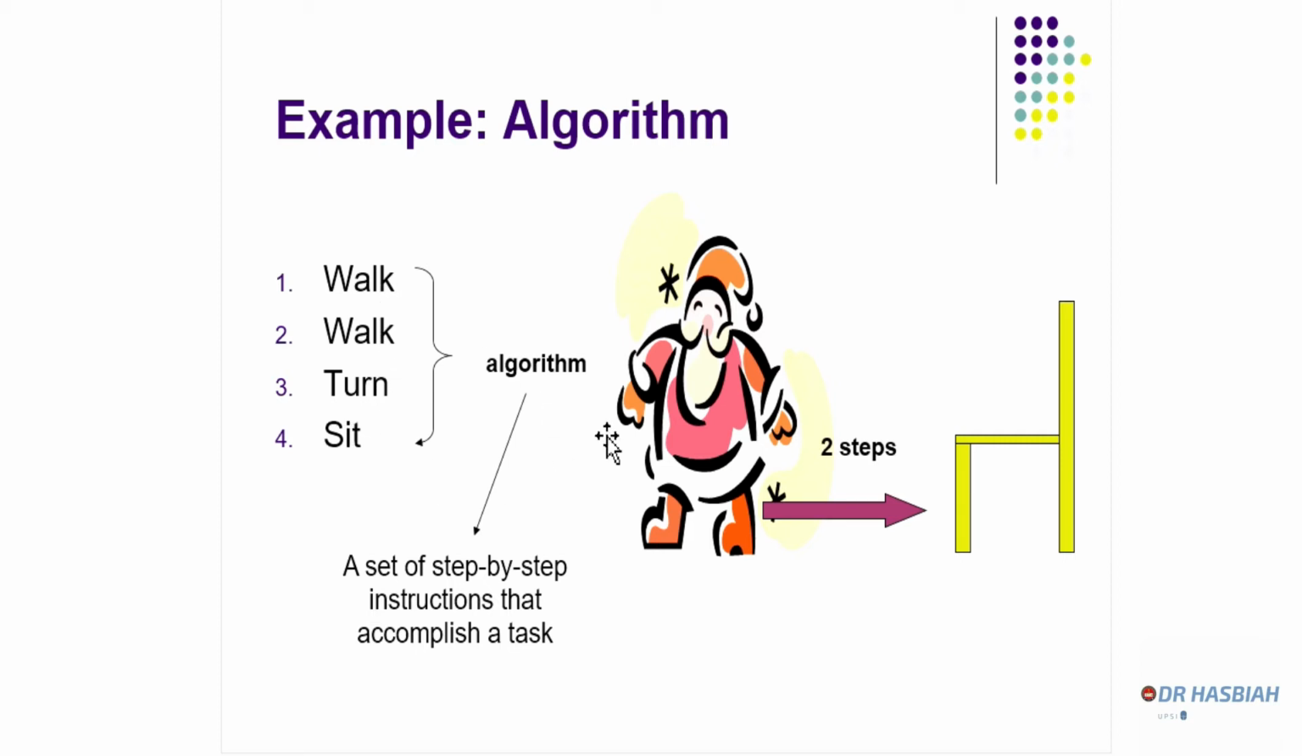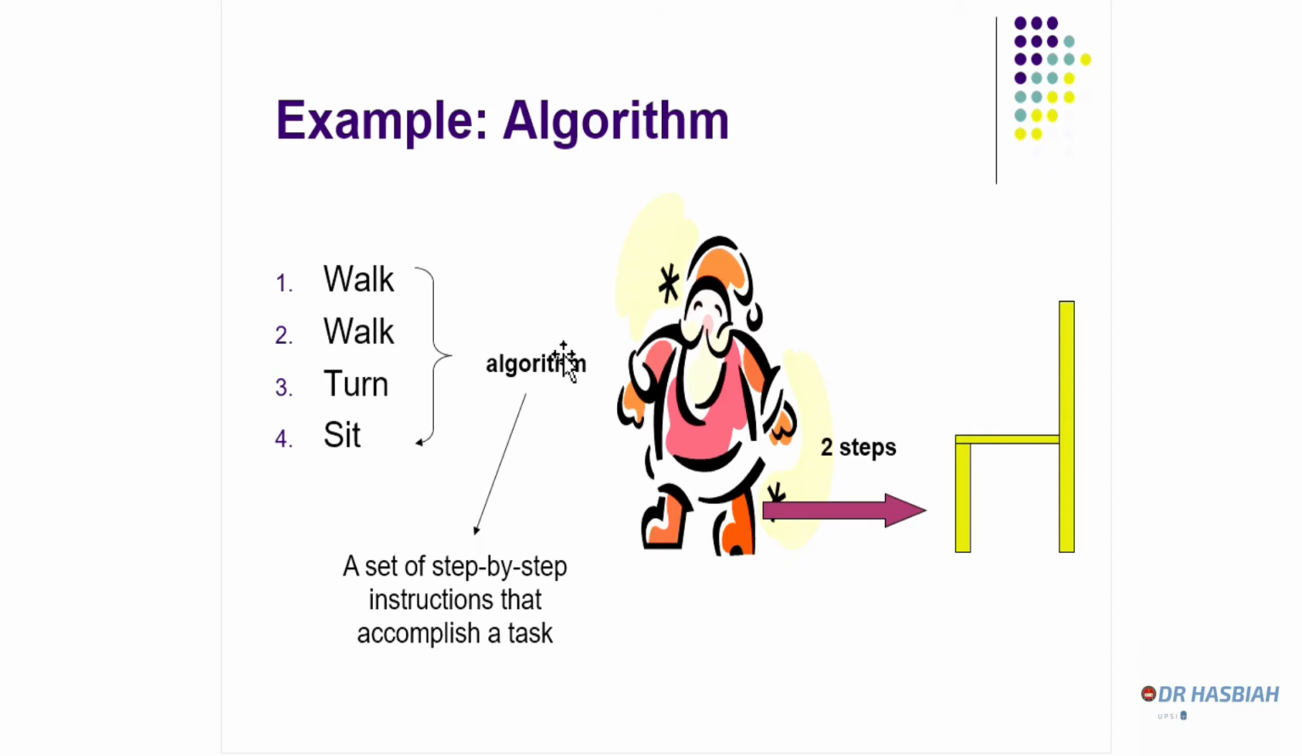So an algorithm here is a set of step-by-step instructions that completes a task. Meaning we have to follow the steps in order to complete this task. What will happen to Didi if Didi walks only once and then does turn and sit? Didi will sit, but not on the chair. Maybe Didi will fall on the floor, because Didi did not follow the instructions that he has to follow.